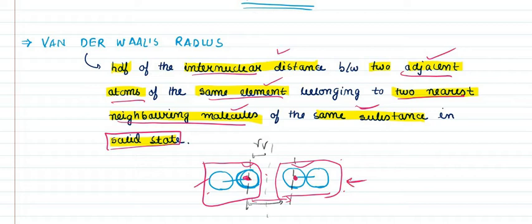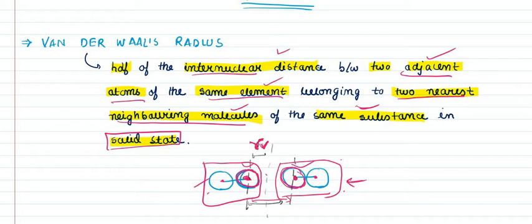Okay, in solid state, if we are taking a picture using X-ray spectroscopy or something like that, and we see that there are two neighboring molecules with no molecules in between, and these two have adjacent atoms of the same kind, the distance between these two atoms, if we halve it, we get the van der Waals radius of the specific atom.